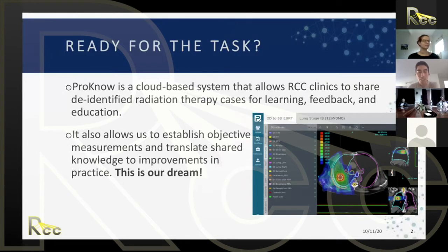So we assigned a task for this week to upload a case to ProKnow. ProKnow is a cloud-based system that will let our clinics share de-identified radiation cases for learning, feedback, and education. It also allows us to establish objective measurements and really translate the knowledge into improvements in practice, and this is our dream.